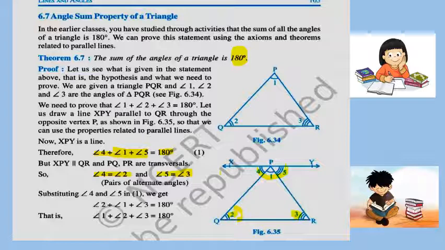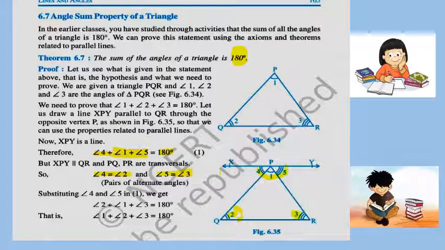Draw a line XPY which is parallel to QR through the vertex P as shown in the figure. Then we can write XPY is a line. What about angle 4, angle 1 and angle 5? If you see, these three angles lie on the line, and therefore these three angles form a linear pair. And what is the sum of the linear pair? The sum of the linear pair is 180 degrees. So all these three angles form a linear pair, and therefore their sum is 180 degrees.